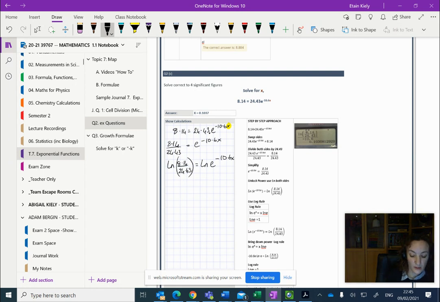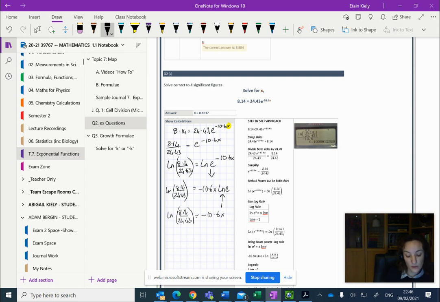In the previous question, we also applied our log rule, and the log rule states that you can repackage this piece here by bringing down the power. So it's going to be minus 10.6x natural log e, and that's going to be equal to the natural log of 8.14 over 24.43. Then we showed that this part here, another rule, is equal to 1.